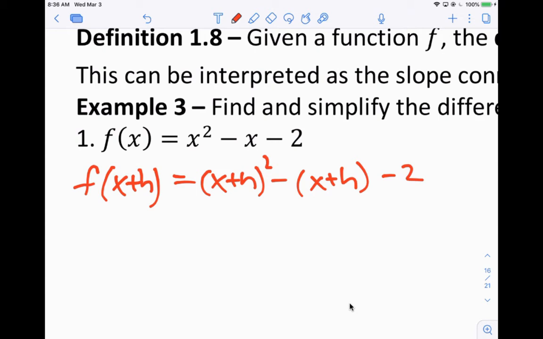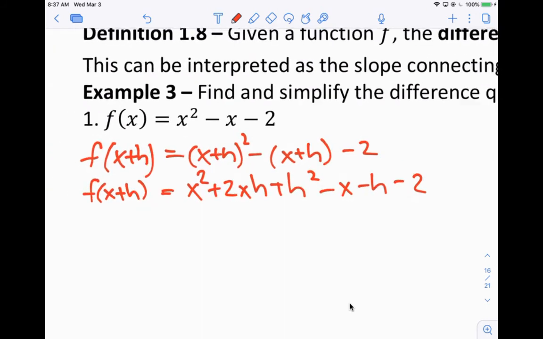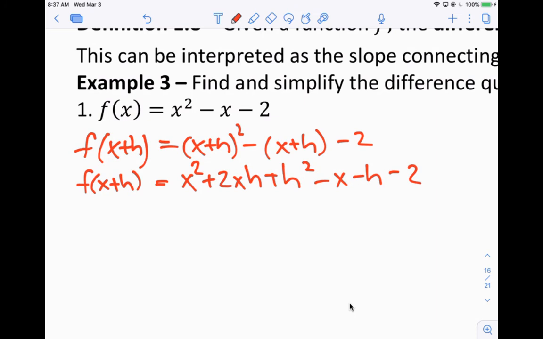Okay, that binomial squared, I do want to simplify a little bit. x squared plus 2xh plus h squared would be what rolls out of that guy. And then I'll distribute that negative. I don't think any of these terms match, and so that is what f of x plus h will be. It's very long, but that is our x plus h function.